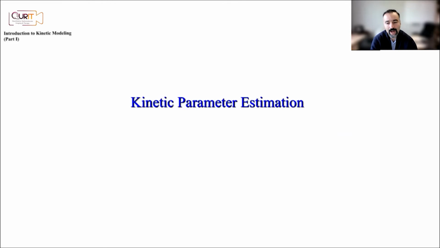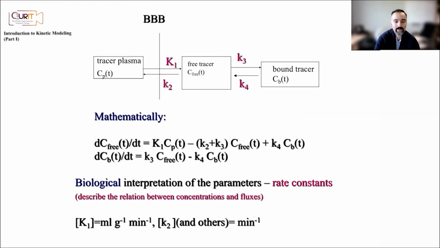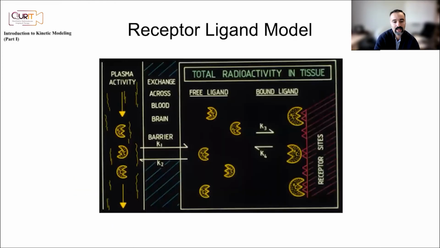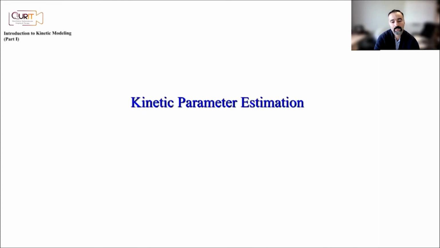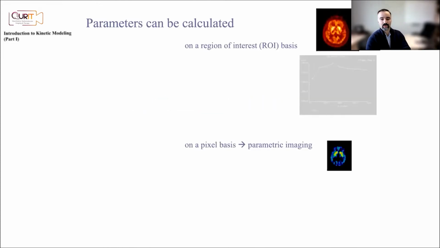Okay, so how do we actually estimate these parameters? Let's say, how do we estimate K1? How do we estimate K2? There are different approaches. First, you could estimate these micro parameters, K1, K2, K3, K4, on a region of interest basis. You would draw a region of interest over a certain area that you care about and want to study. Or you could do this for every single pixel or voxel.